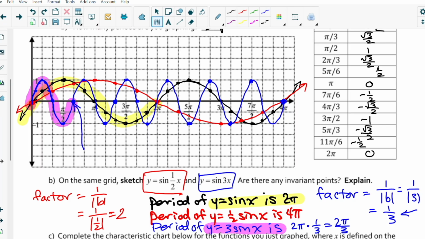So right here, each tick mark is pi over 6. So pi over 6, 2 pi over 6, 3 pi over 6, 4 pi over 6, which is 2 pi over 3, which is my new period. Okay, so my period is 2 pi over 3, and there we go.